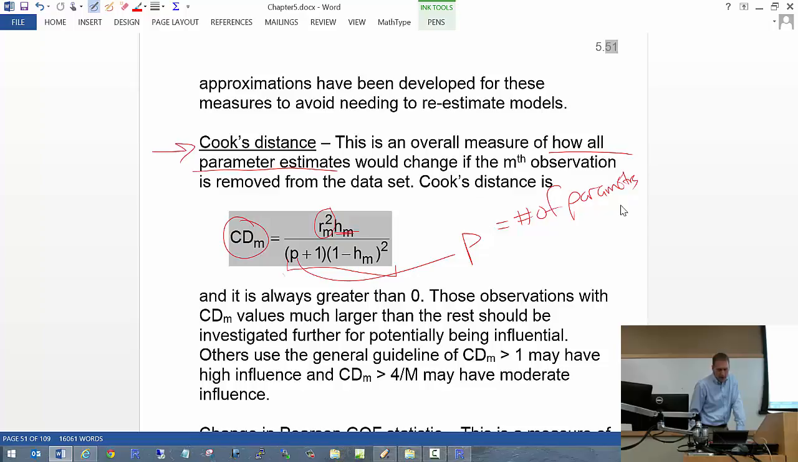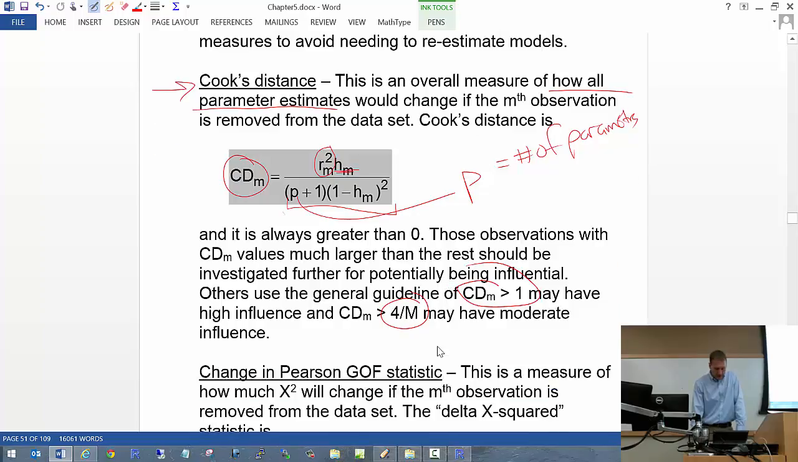So it's p plus 1 times 1 minus h sub m squared. This value is always going to be greater than 0. And basically, the larger the CD is, the more influence a particular observation has. So the larger, the more influence. A general guideline is, if you have something greater than 1, maybe this is influential. If you have something greater than 4 divided by m, maybe this is influential. There's not necessarily a set guideline, but these are often what's used.